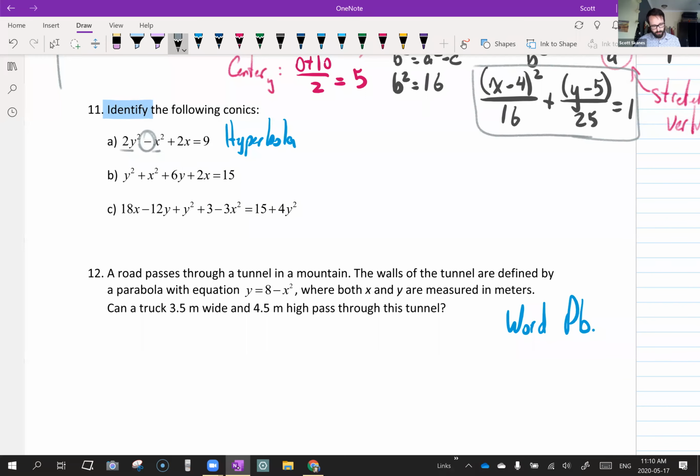Let's go on to the next one. I see a y squared and I see an x squared. There's a plus in between them and they have the same number in front. That's a circle. I'm looking at this and I'm seeing same number.